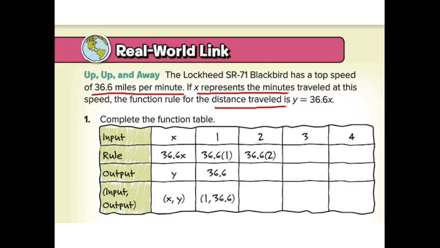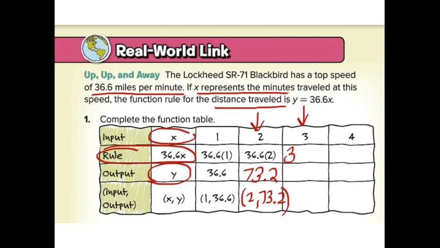So if we complete this table, you want to take a look at the rule. Our input is our x, then our rule is 36.6 times x. Our output is the y, and that's going to be our distance. And then we end up with an ordered pair. So if I look at 2 here, 36.6 times 2 is 73.2, and so my ordered pair would be 2, 73.2.